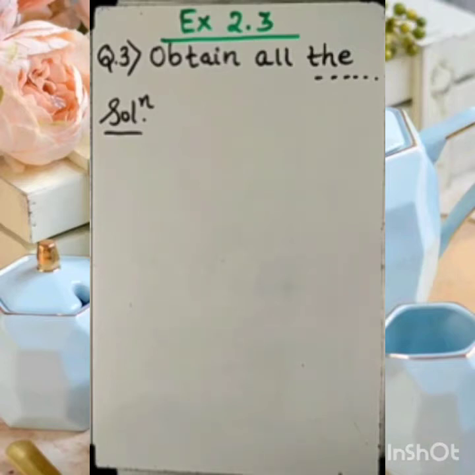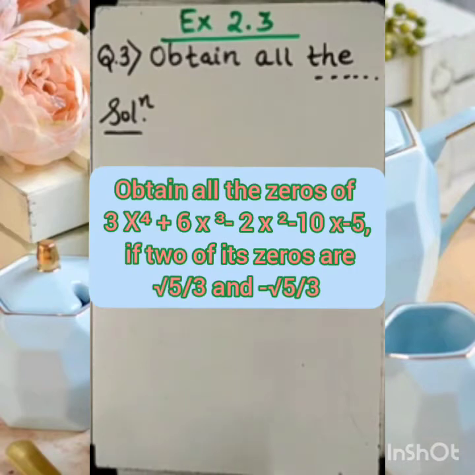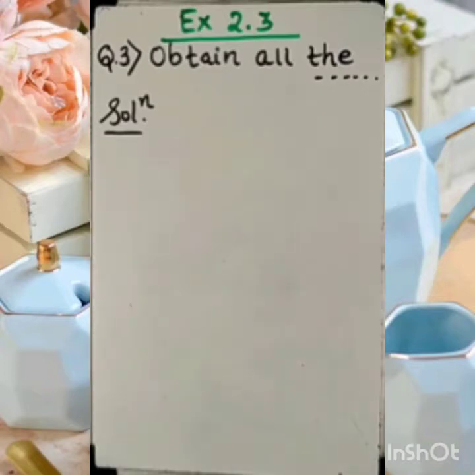Let me welcome you to exercise 2.3, my dear student. It is question number 3. We will see that we need to obtain all the zeros of 3x to the power 4 plus 6x cube minus 2x square minus 10x minus 5, if two of its zeros are root 5 by 3 and minus root 5 by 3. Now dear student, in the question we are given two zeros.